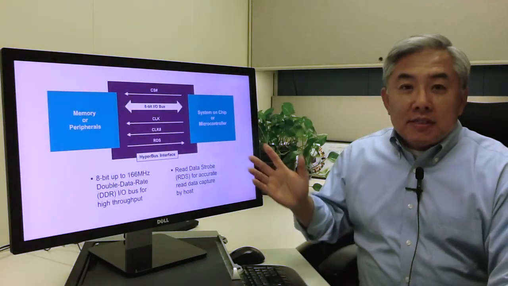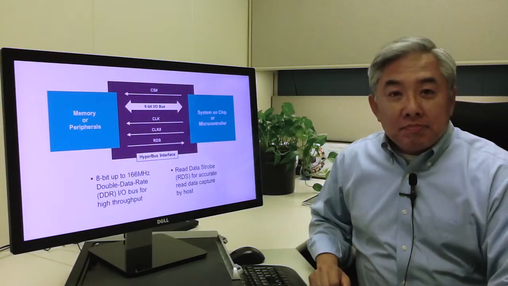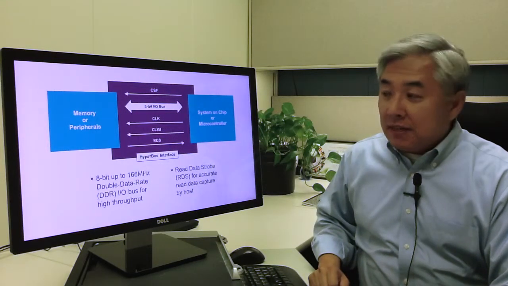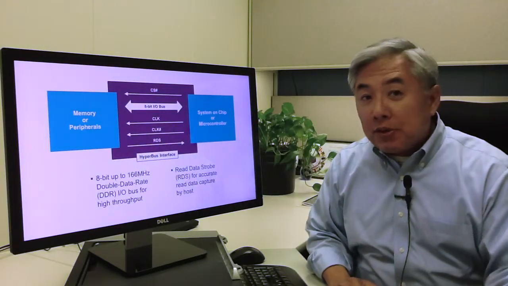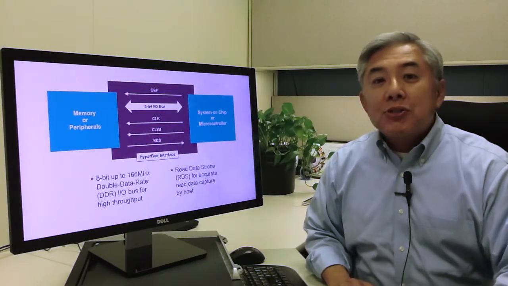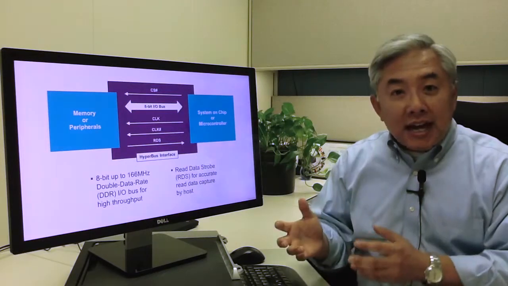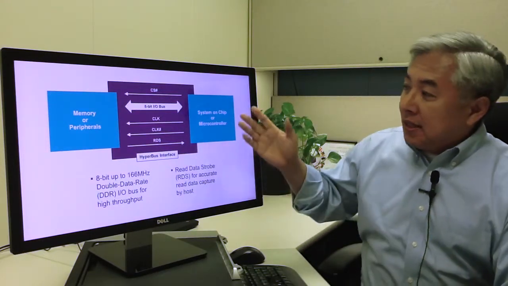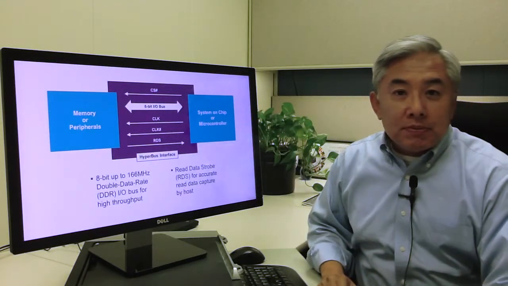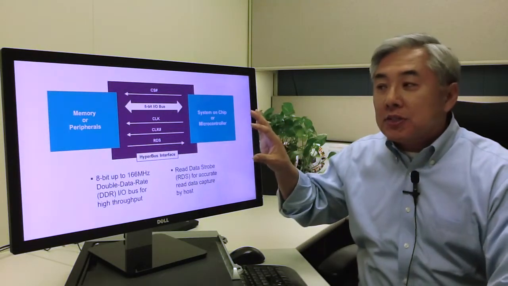So this is a block diagram of the HyperBus interface. We see on the left-hand side is the memory device. It could be a memory or peripheral. As I mentioned earlier, it's a general purpose bus, so it doesn't have to be a memory. It could be any other kind of peripheral that wants to attach to it. On the right-hand side, you see a system on chip or a microcontroller, essentially the host.